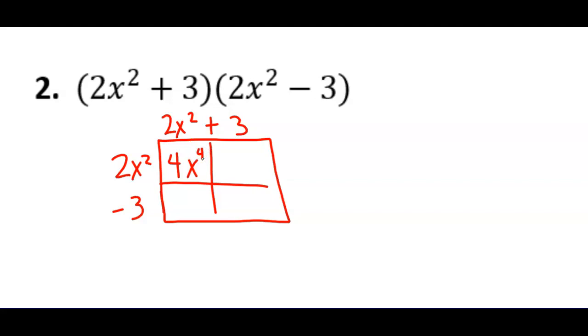And then my 2x squared times my 3 will give me 6x squared. And my negative 3 times my 2x squared will give me negative 6x squared. And my negative 3 times my 3 gives me negative 9 again. Okay? Well, look at that. Those add to 0 again. So again, they zero out.